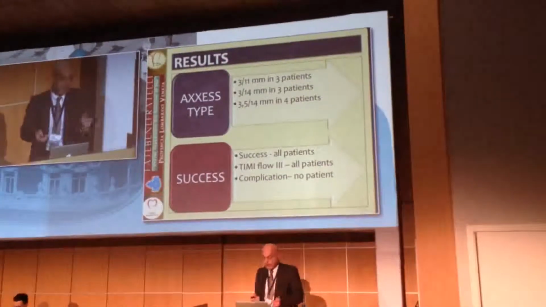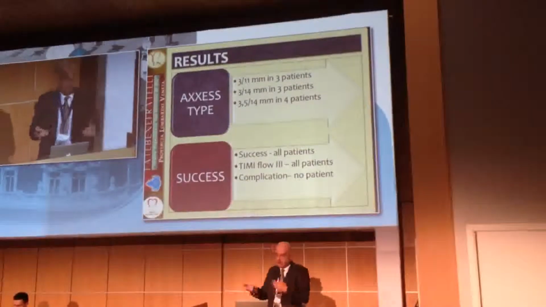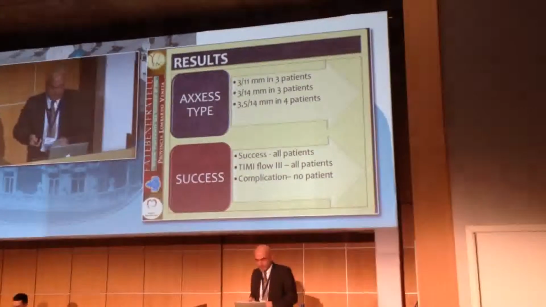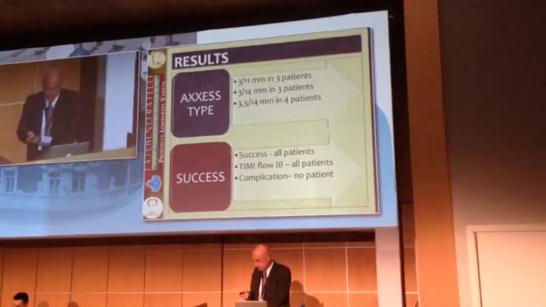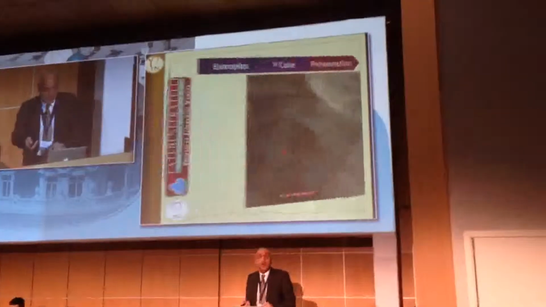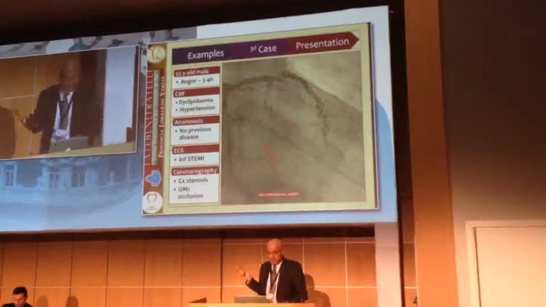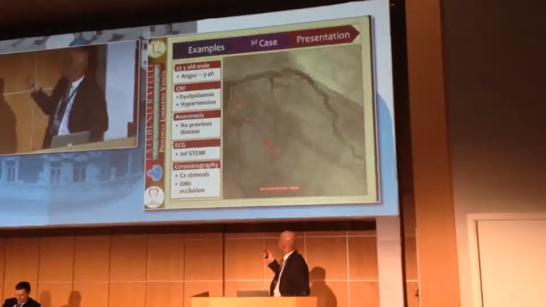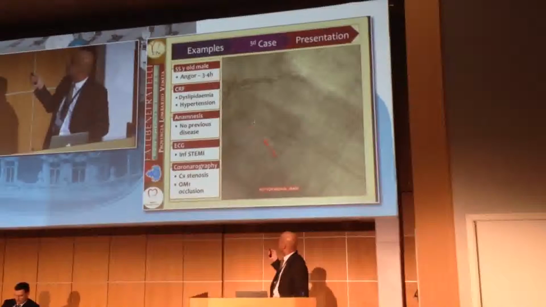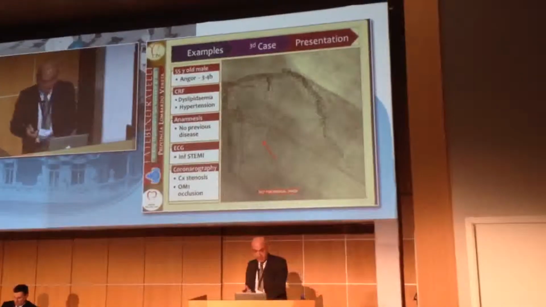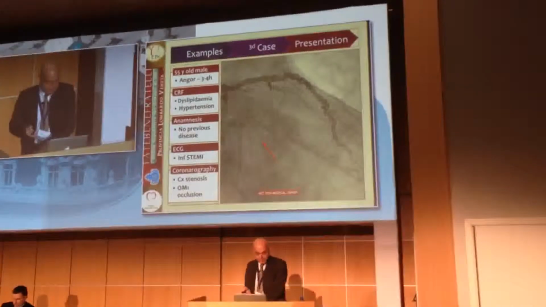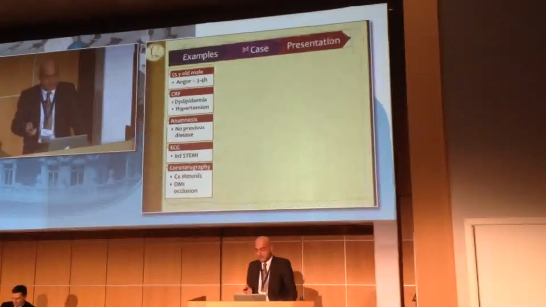So it's better to work with a longer one when the length of the vessel permits that. Success was perfect in all patients and no complications. I'm going to finish with the third artery, which is the circumflex artery, and you see here the patient with a bifurcation lesion of the circumflex and occlusion of the marginal branch, first marginal branch, inferior bilateral stemming.